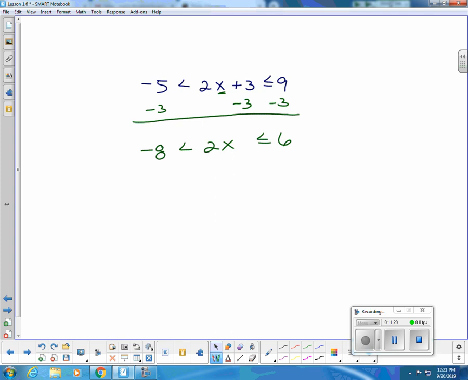Then what's my next step to get x by itself? Divide by 2. So everything gets divided by 2. Every piece. Left side, middle, right side. Okay? So it's already set up there for you. You're already in between the two numbers. It's a compound inequality because it's all together in one. Different than when they write and or in between. Okay, the compounds are always set up for ands. Okay? All right.